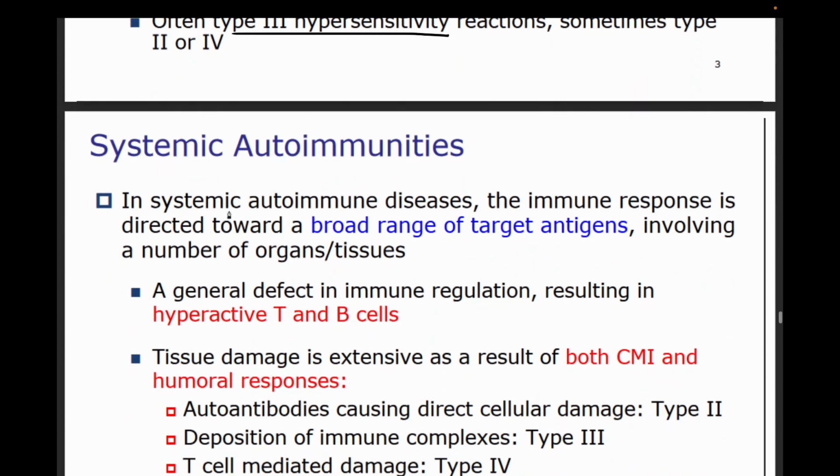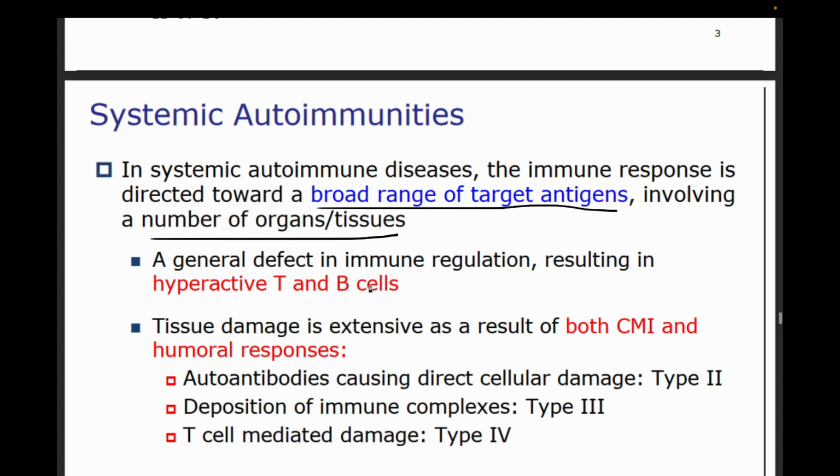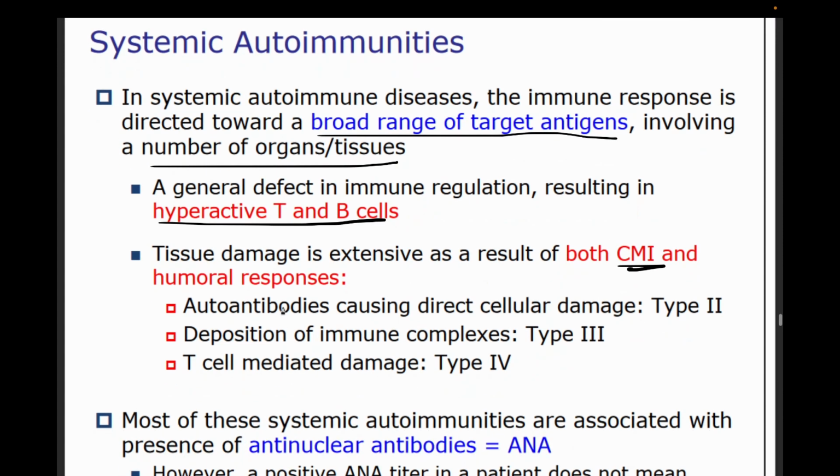فمن هذا الكلام نقدر نقول إنه systemic autoimmunity we have a broad range of target antigens involving a number of organs and tissues. A general defect in immune regulation leading to hyperactive T and B cell autoimmunity. Tissue damage is extensive as a result of both cell-mediated immunity and humoral responses. الأوتو antibodies can cause direct cellular damage. هاي بالنسبة للtype 2 cellular damage. So the antigen is fixed on the cell.